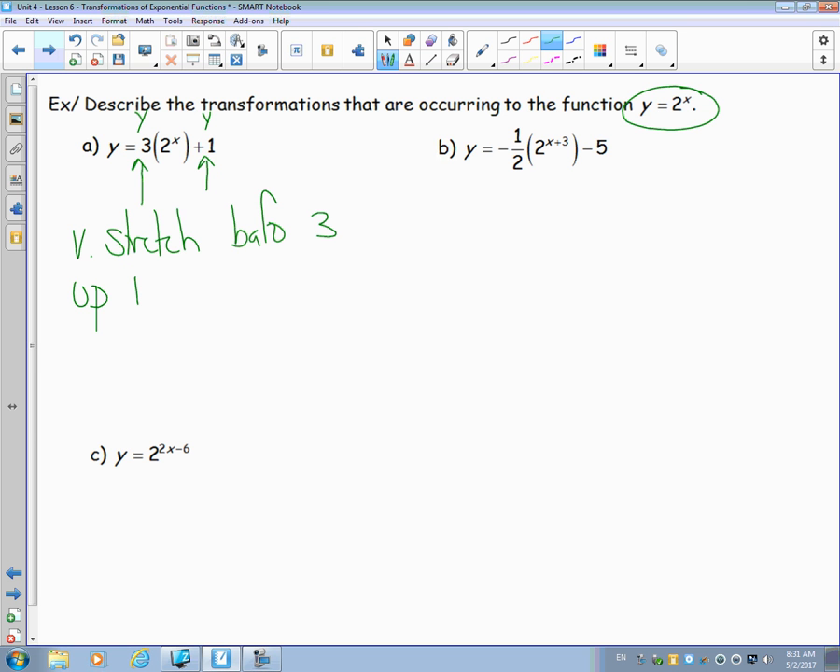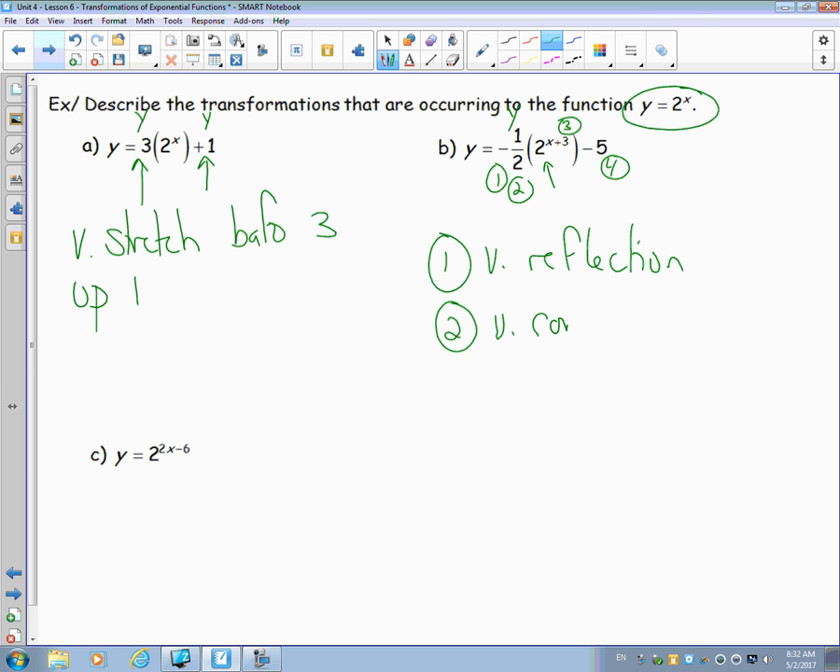Look at the next one. There are actually 4 things going on here. We'll number them. 1, 2, 3, and 4. Okay, the 2, remember the base right here, is not a transformation. It's the parent function. It's referring back to the one we started with. So what does number 1 do? A negative sign. That's a vertical reflection. It's vertical because it's outside the bracket. It's a y thing. Number 2 is a vertical compression.